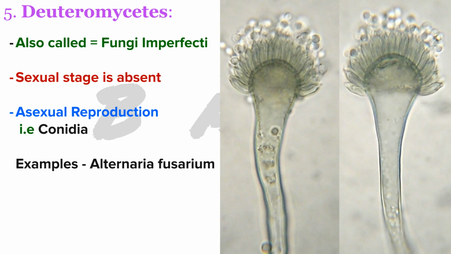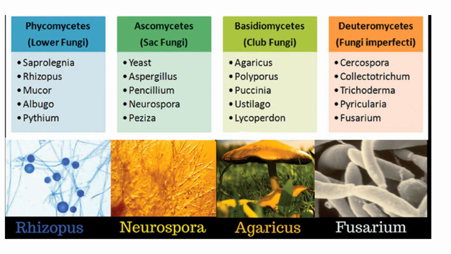The fifth class is Deuteromycetes, also known as Fungi imperfecti. They are called this because the sexual stage is absent. Asexual reproduction occurs through conidia. Examples are Alternaria and Fusarium. This image illustrates the various classifications of the kingdom Mycota.